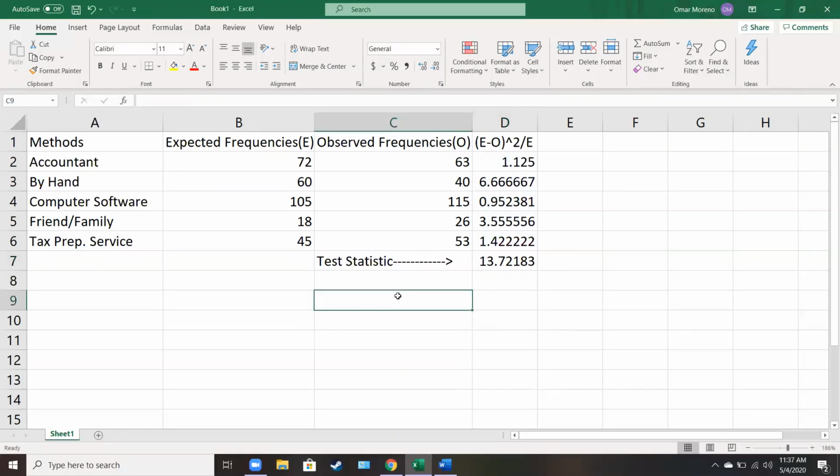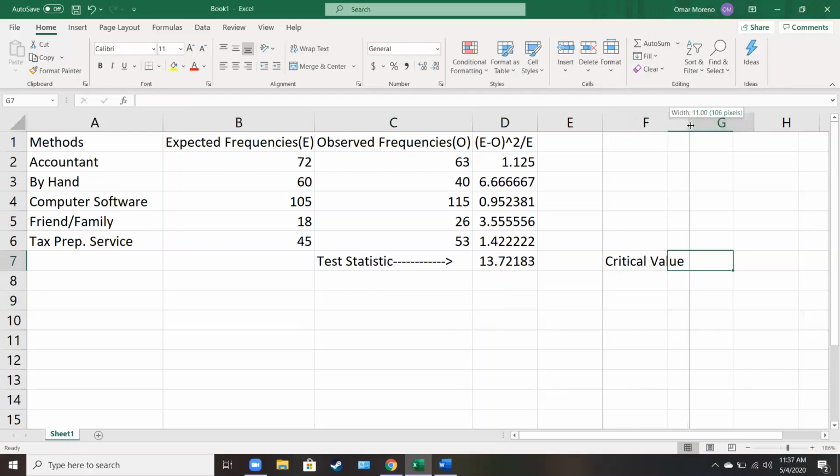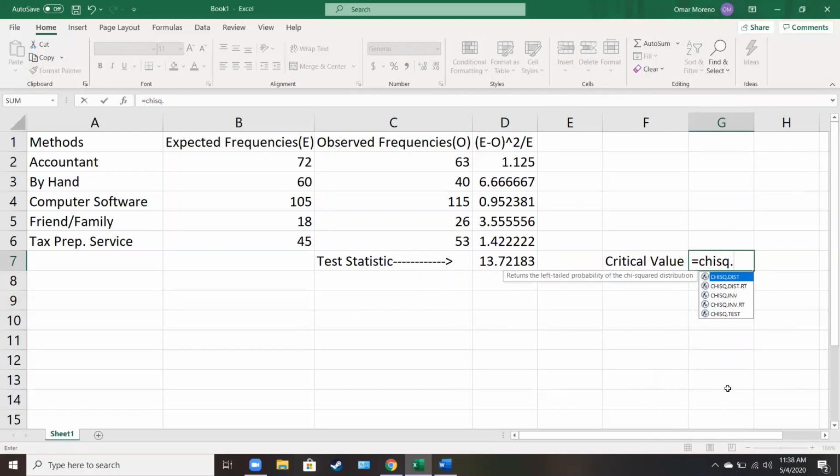I also need to compare it to a critical value for this hypothesis. Then I can figure out, am I going to reject or fail to reject the null hypothesis? So for my critical value, this type of test is really nice because I don't have to worry about left-tailed, right-tailed, two-tailed, that type of thing. It's always going to be the same command here. So it's going to be chi-square.inverse, and we can put .rt for right-tail. And all you have to put in here is your alpha.